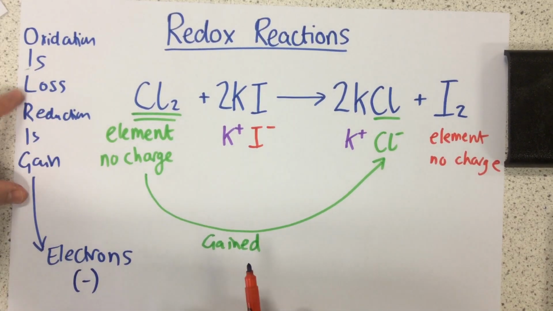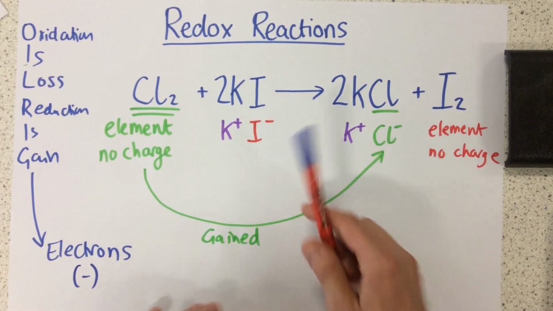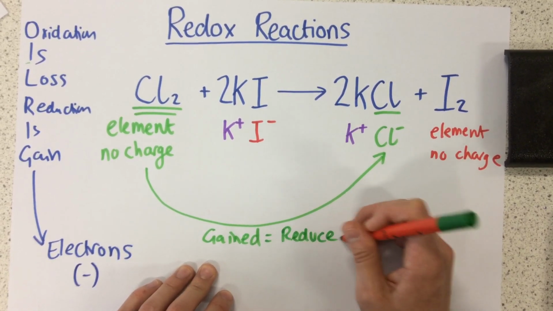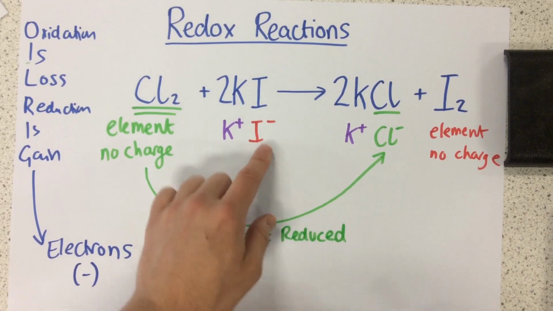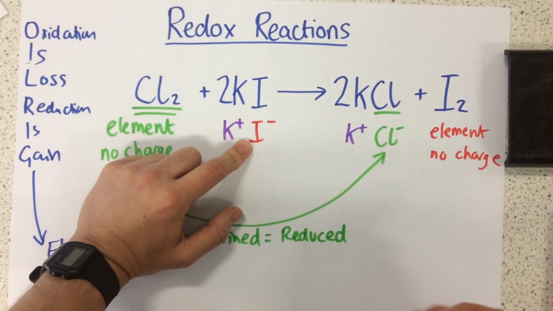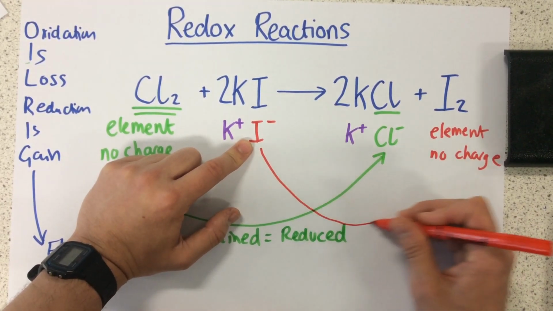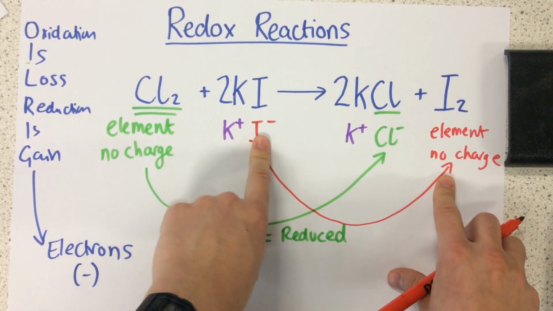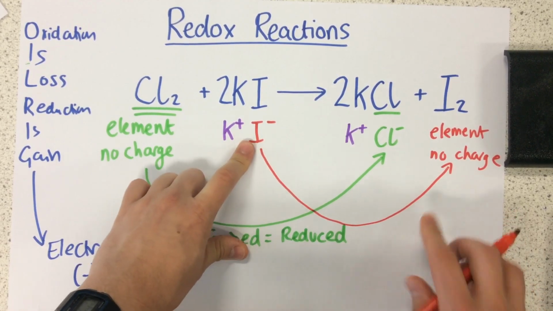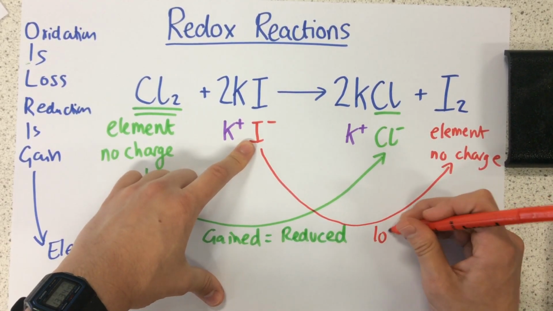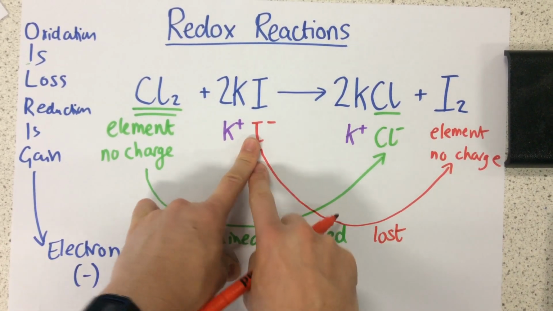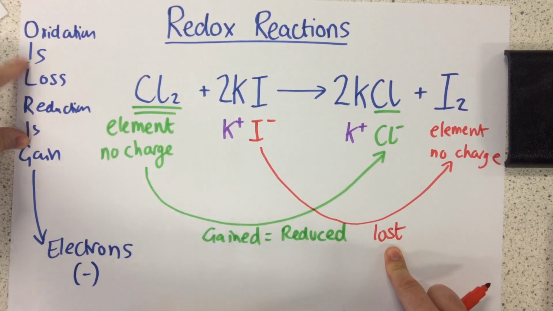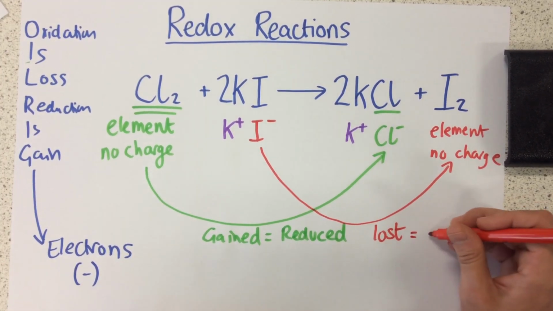So therefore, reduction is gain, so we must know this chlorine has been reduced. Right, next up, let's have a look at this iodine. The iodine starts off negative, and then it gets no charge. So we've basically lost negativity. This one has lost electrons to go from being negative to having no charge. If it's lost electrons, then it must be oxidized.